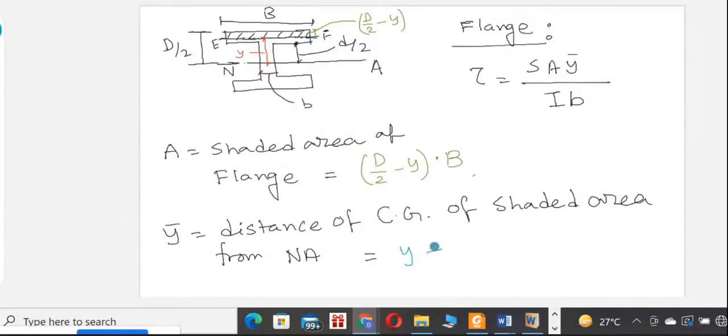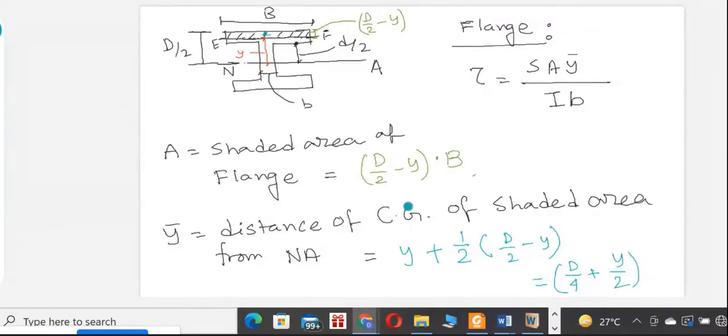Then from EF we go to the centroid portion. Don't think of it, it is a centroid portion. So that is nothing but half of this part, half of d by 2 minus y. What does it mean? D by 4 minus y by 2. Adding y, so d by 4 plus y by 2.